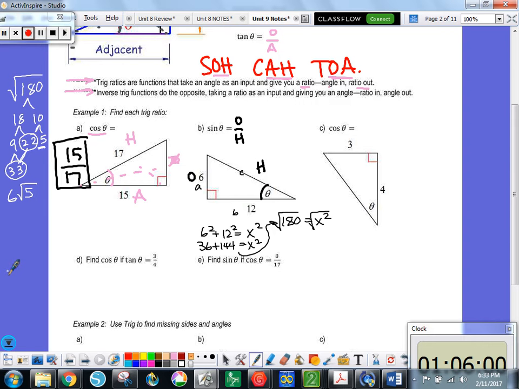So I could rewrite this as x equals 6 square root 5. So this length right here is 6 square root 5. That's a rude problem. Okay, so when I write O over H, opposite is 6 over 6 square root 5. I think I'm going to make this so you can see it a little bit better.